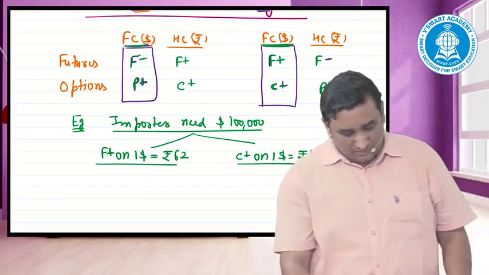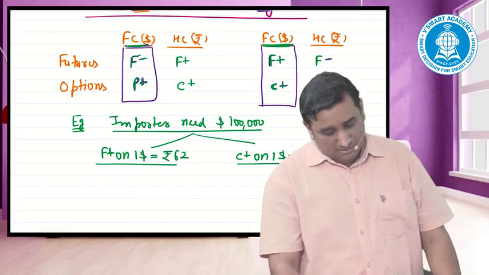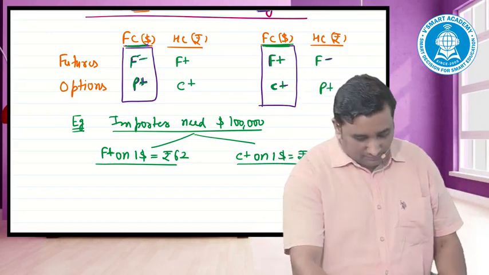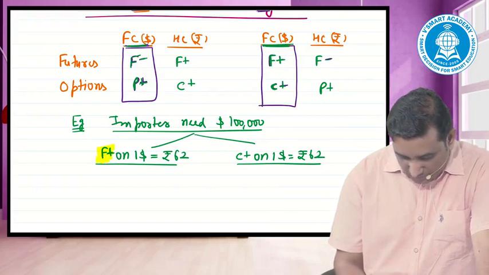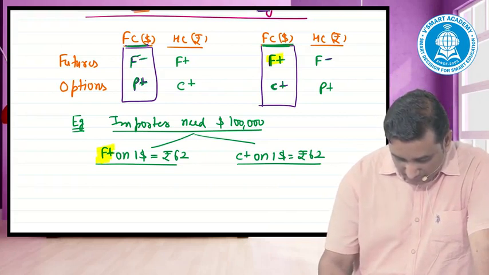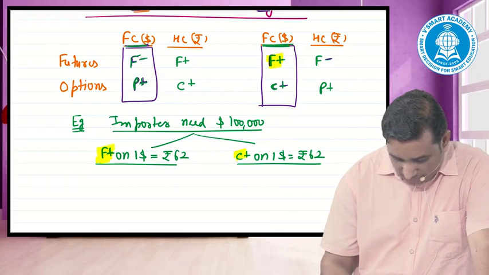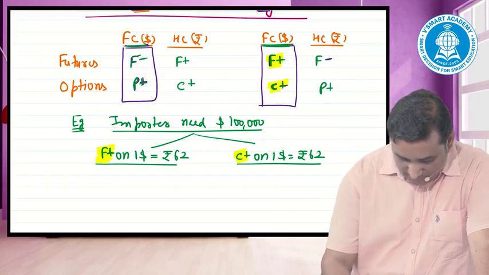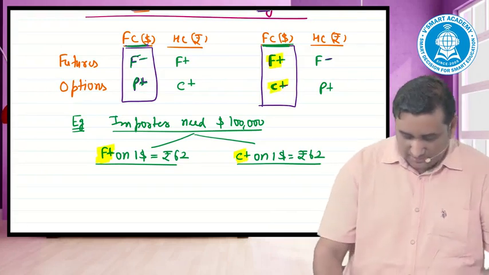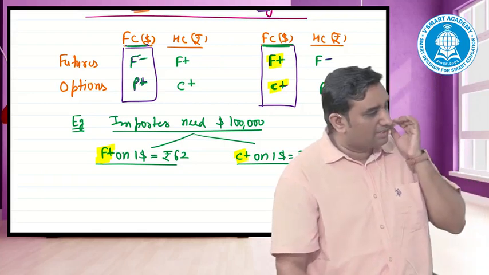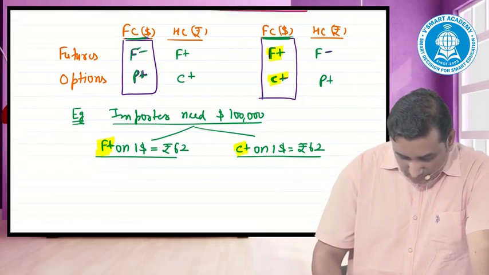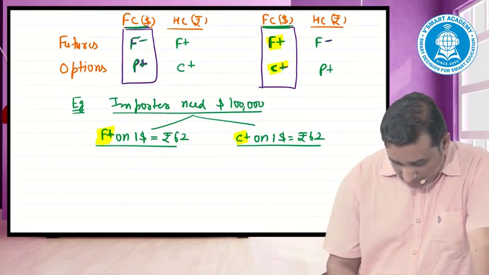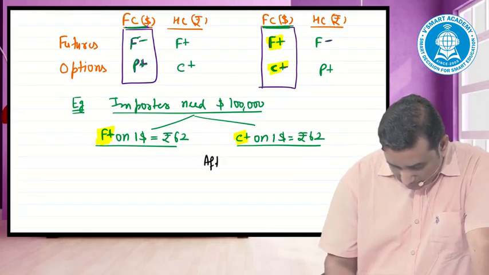Importer needs $1 lakh. Two options he has available. He can enter into a futures contract. Since he is an importer, he needs to buy, so it has to be F plus. If a call option has to be used, it will be a C plus. Assuming a 3 months contract, after 3 months, first I'll take the futures market. After 3 months, the rate can become any one of them.